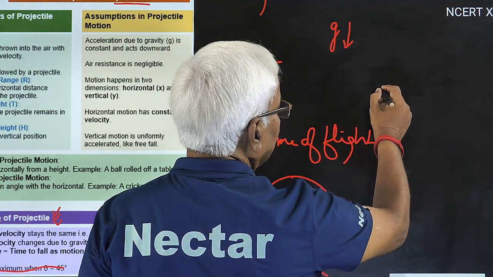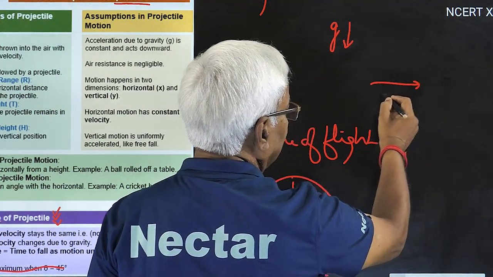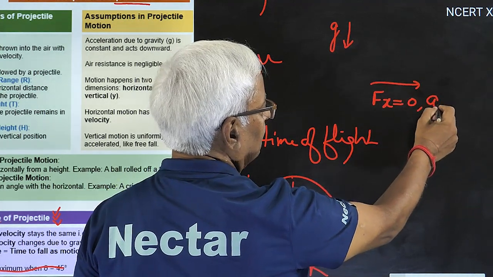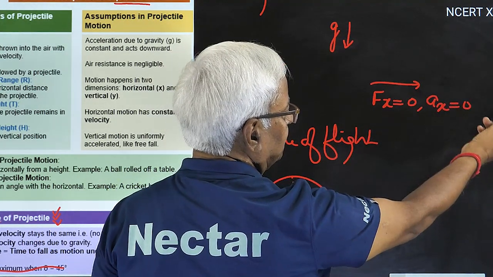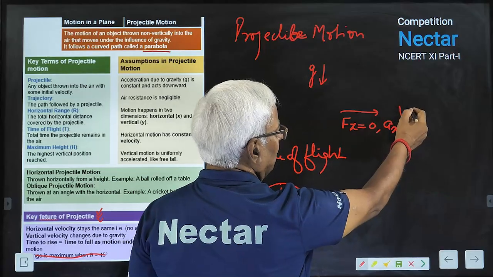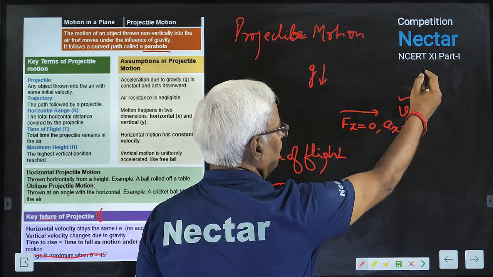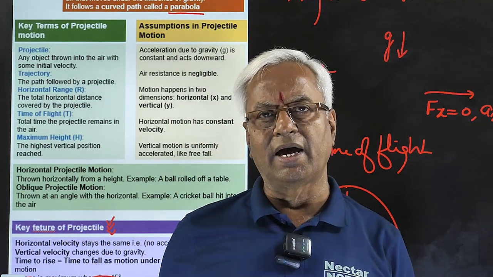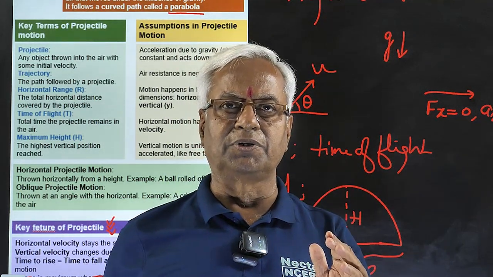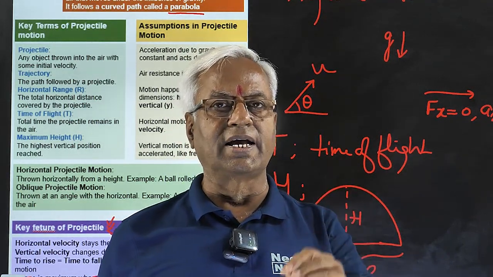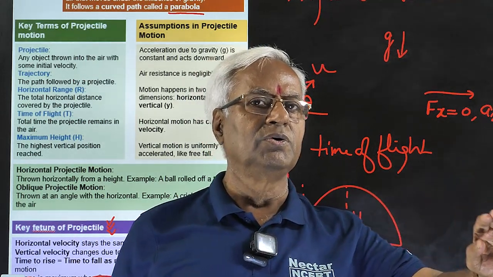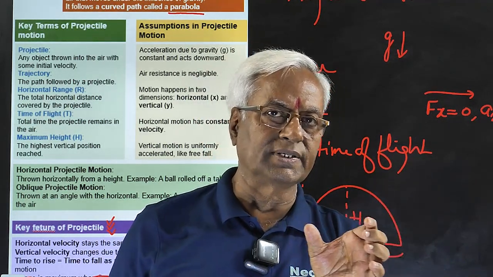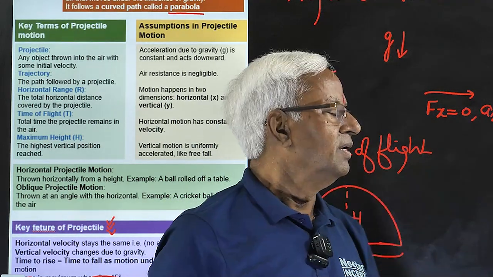Some important things. In the horizontal direction, there is no force, no acceleration. No acceleration means what? Whatever the horizontal velocity is, that will remain constant. When the velocity is constant, you have only one formula at your disposal, and that is distance equals velocity into time. This formula shall be applicable only on the horizontal axis.